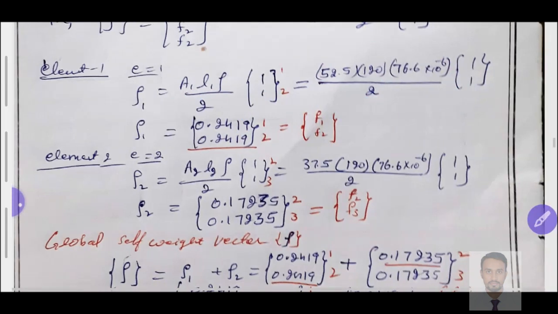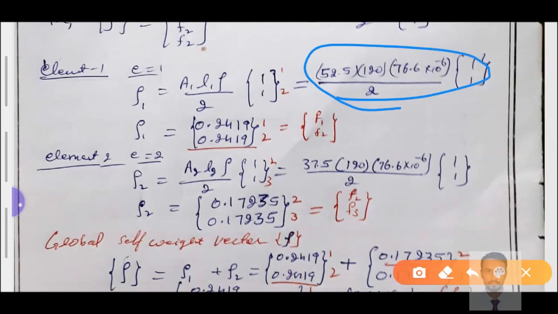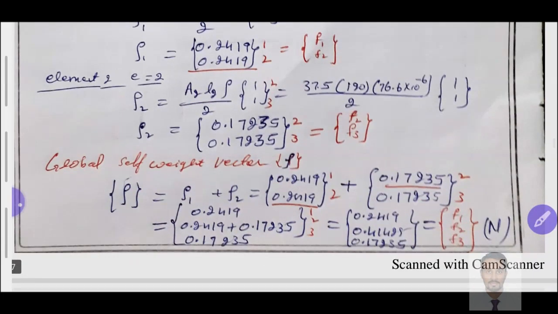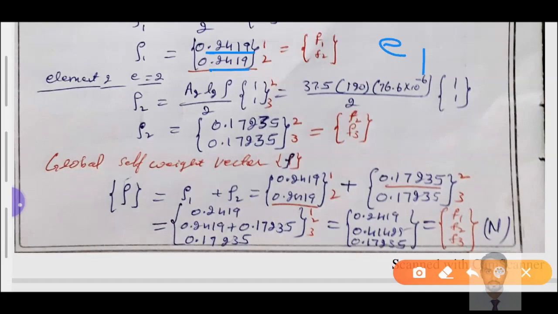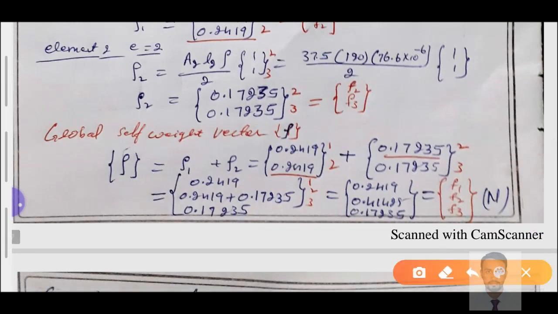Then this total value becomes, in terms of a vector, 0.2419. This is at node number 1 and this is at node number 2. F1, small f2 I have taken. So we have found the self weight force on node number 1 and node number 2 in element number 1. And then we need to find the element number 2 self weight, that f2 is equal to A2 L2 rho divided by 2. Rho I have taken common. Density is common for both elements. Why? It is made up of the same material.